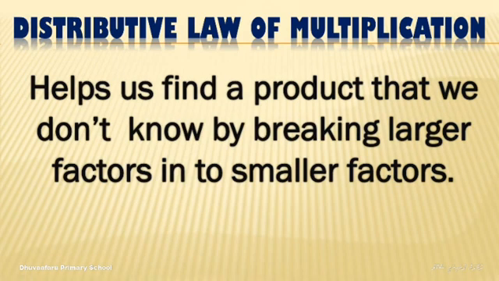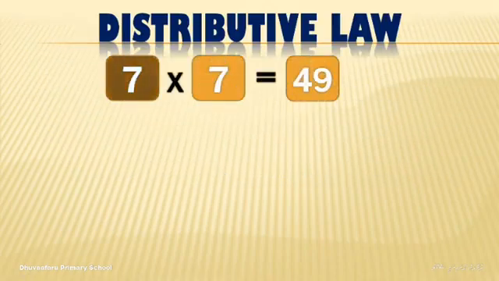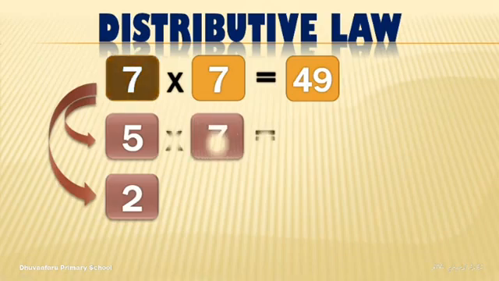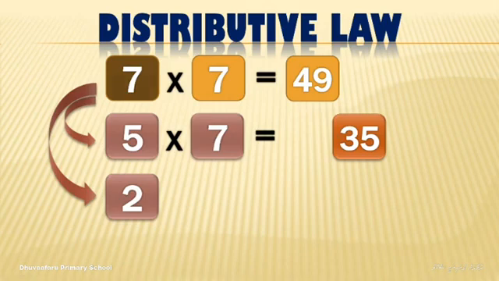We are going to take this 7 here and break it apart into smaller numbers. The distributive property only allows us to break apart one of the factors in an equation. 5 plus 2 equals 7, and we can now multiply each of these numbers by the first 7 in the problem. I know that 5 times 7 is 35 because I know my 5 times table. I also know my 2 times table, and 2 times 7 is 14.